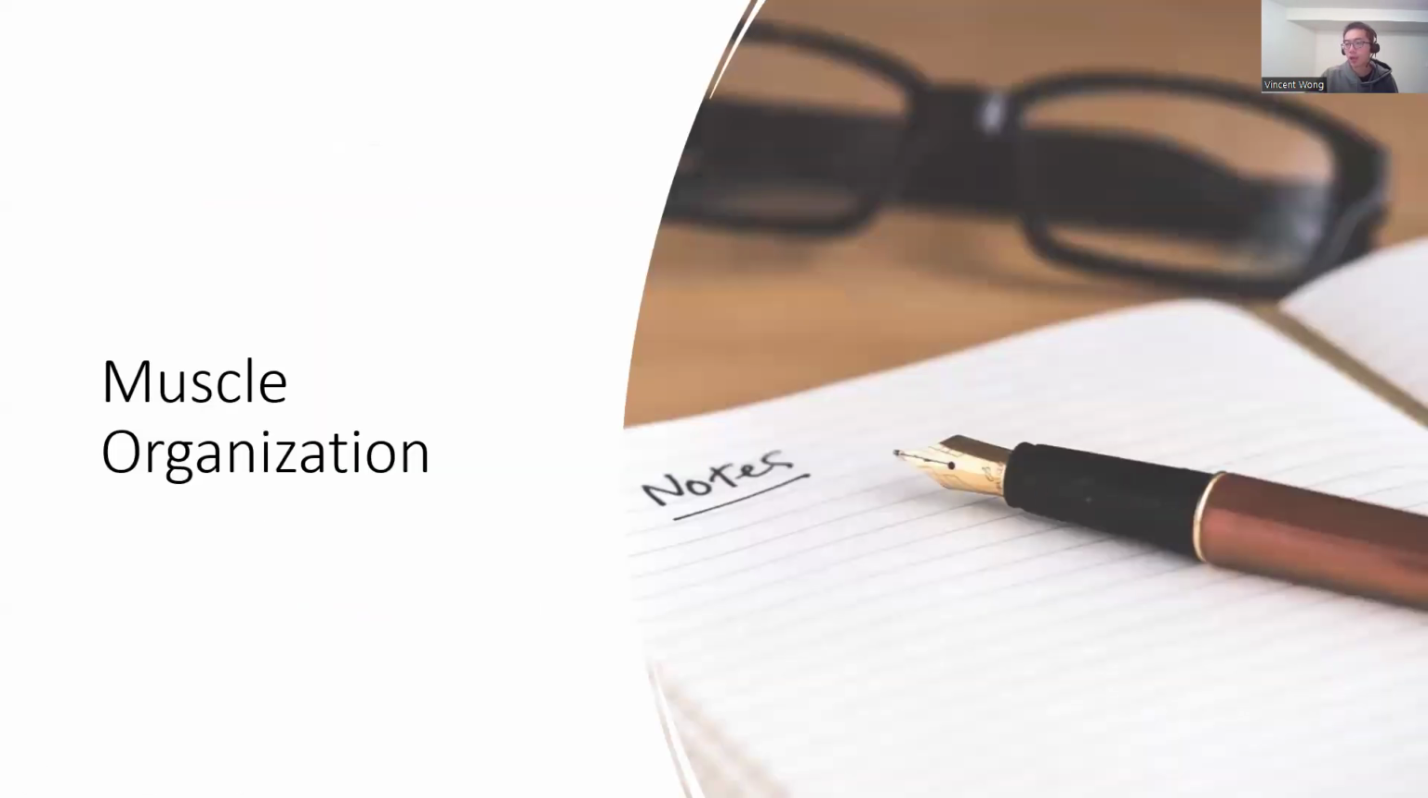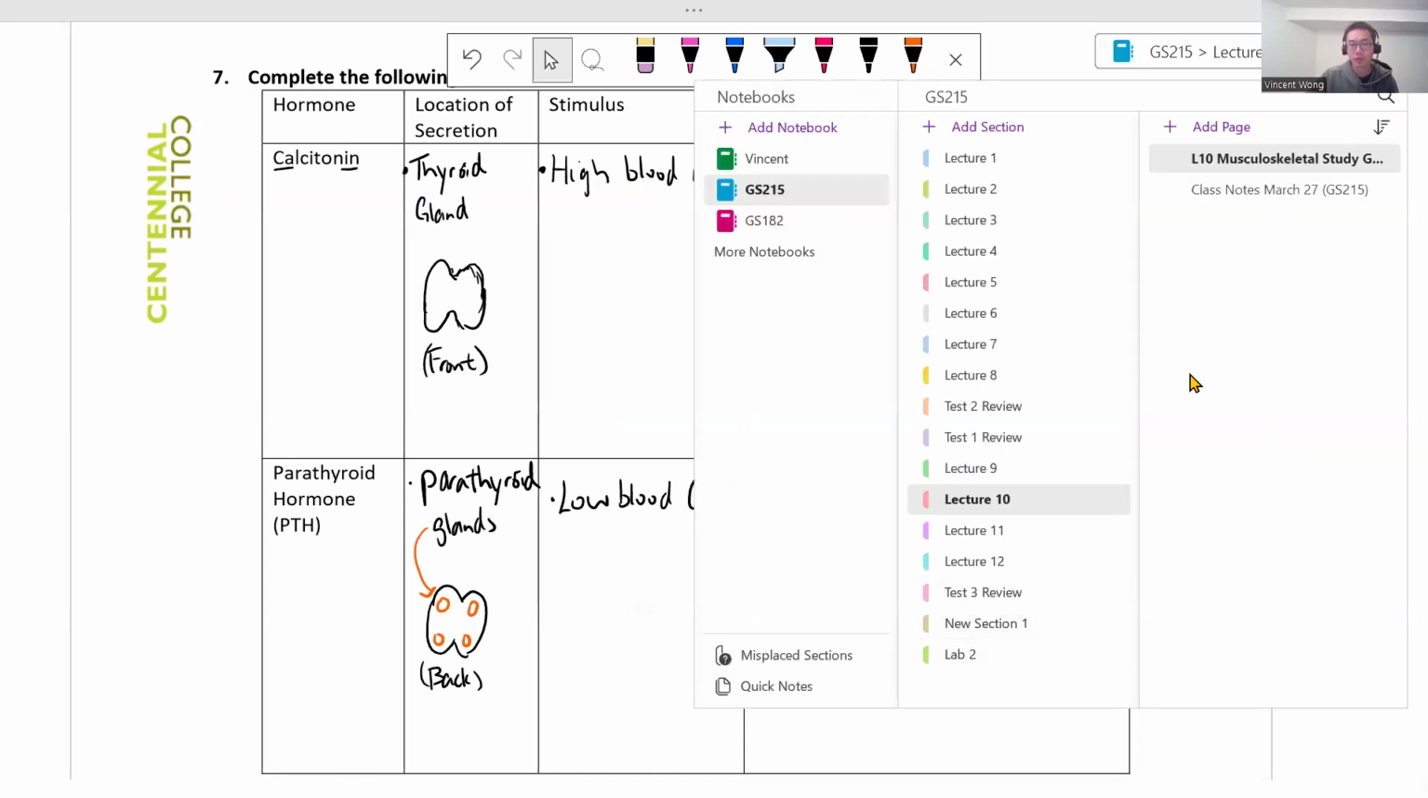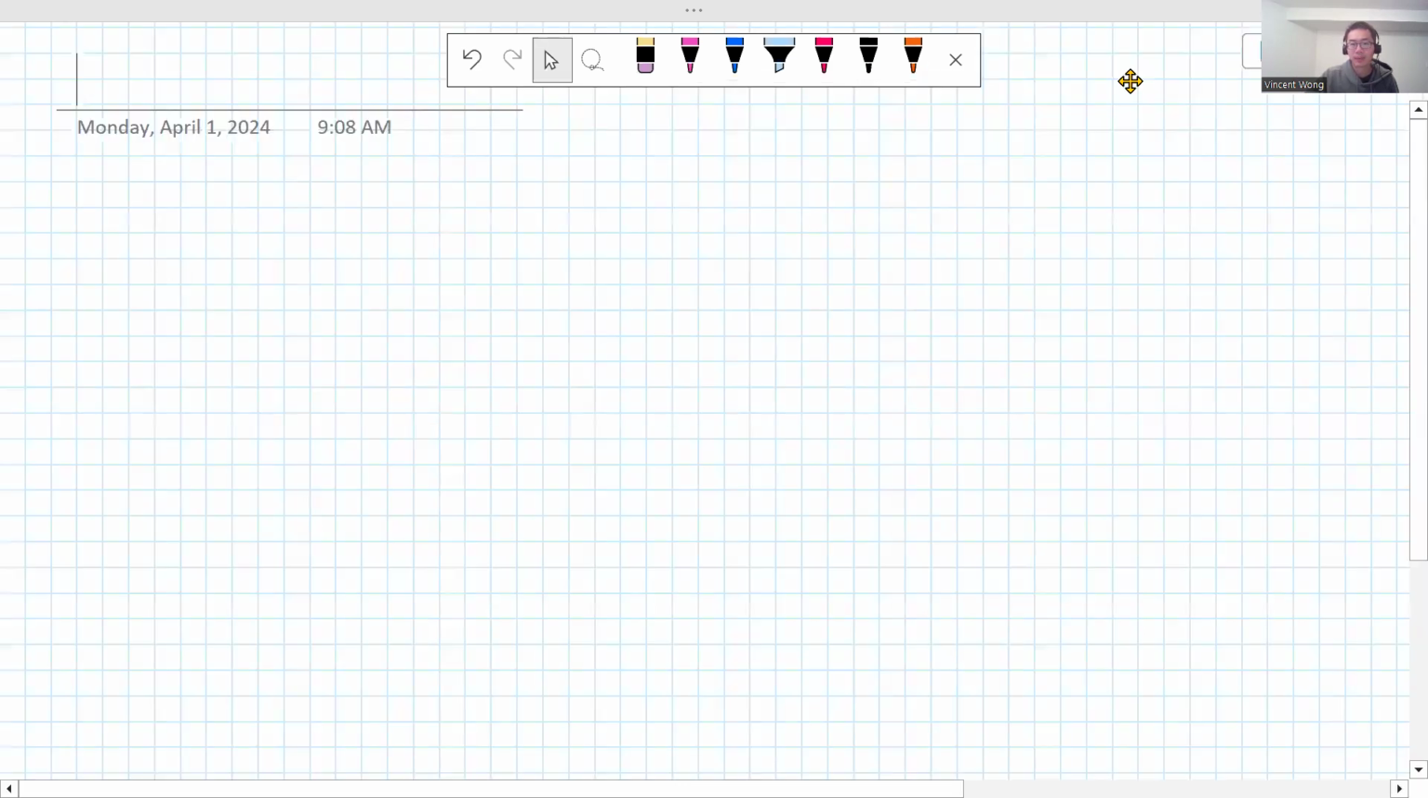All right, let's draw another picture, and this is a bit difficult to draw. This is even more difficult to draw than the bone stuff. So here we go.